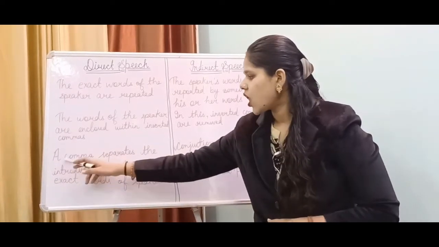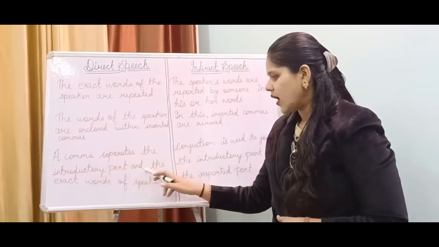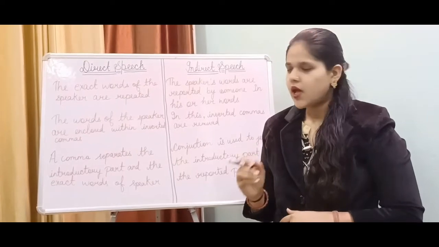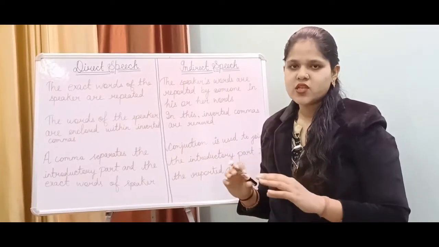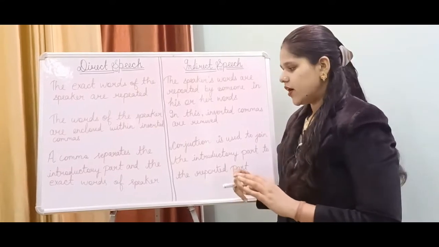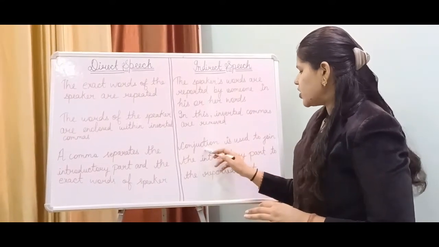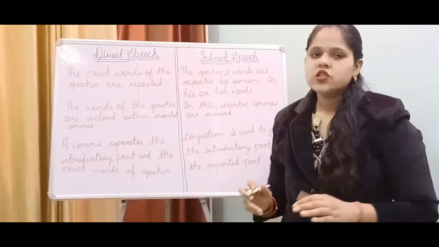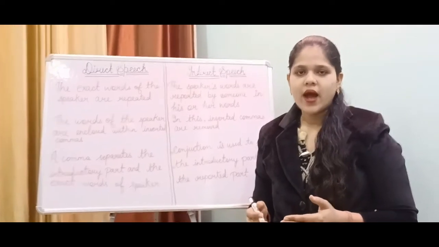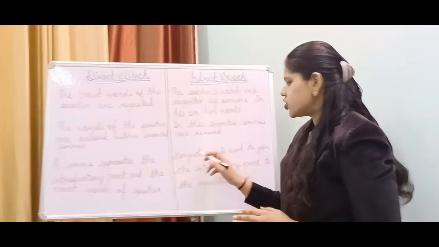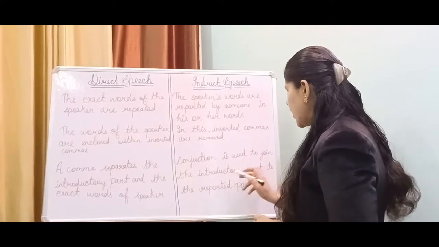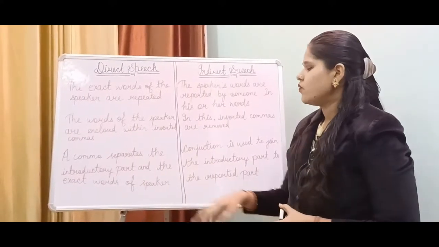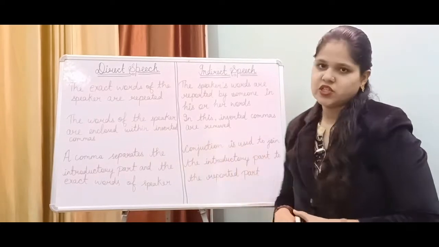Next, in direct speech a comma separates the introductory part and the exact words of the speaker. The introductory part is separated by a small comma, and then an inverted comma is started and the phrase used by the speaker is written there. In indirect speech, a conjunction is used to join the introductory part to the reported part, like Shyam said that he will buy a car. So here the conjunction that connects the introductory part and the reported part. These are the points to remember while phrasing direct and indirect speech.